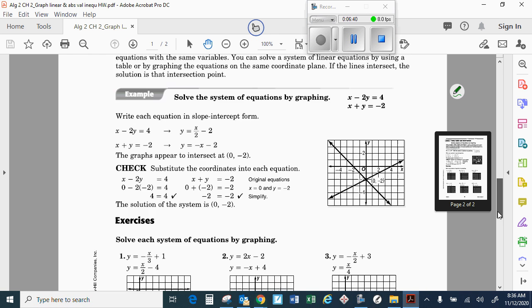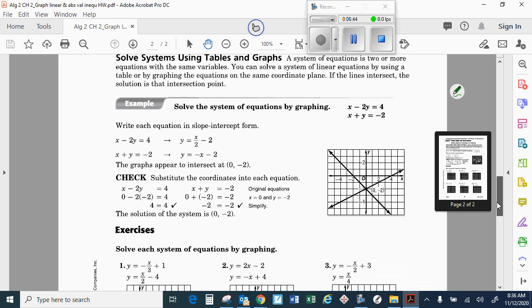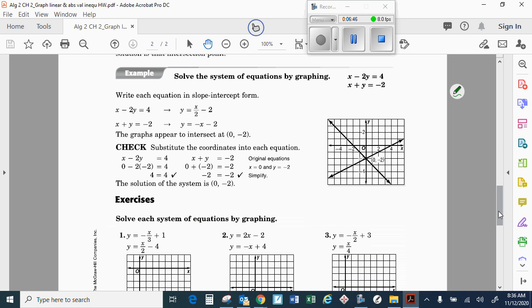That's page 1. Page 2 now. We are solving systems by graphing. That means if it's in standard form as it is here, I can use the x and y intercepts. Solving a system, I'll find the point of intersection.